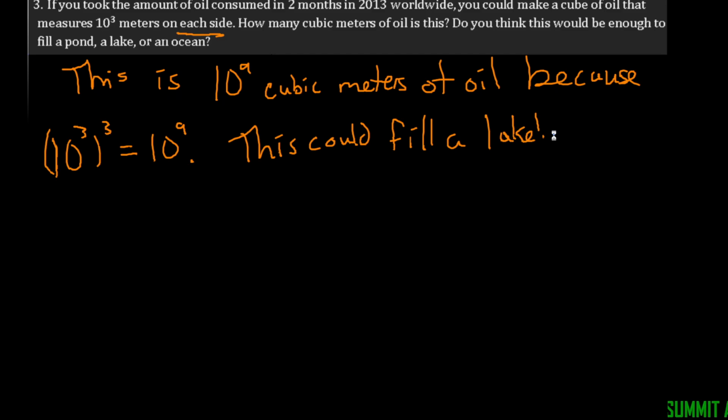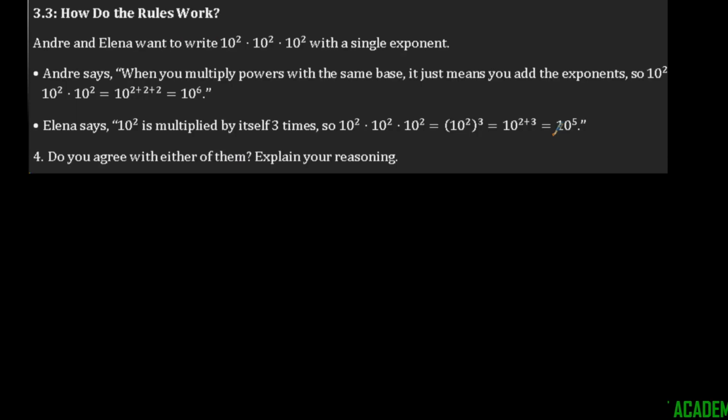Then for the next part, for number 3, it says how do the rules work. It says Andre and Elena want to write 10 squared times 10 squared times 10 squared with a single exponent. Andre says when you multiply powers with the same base, it means you add the exponents. So 10 squared times 10 squared times 10 squared is the same as 10 to the exponent 2 plus 2 plus 2, which is equal to 10 to the 6th power because we add those together.